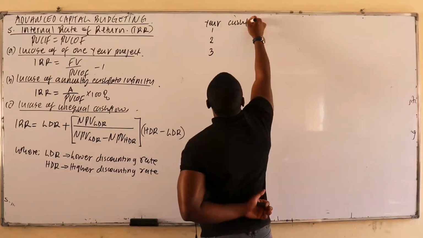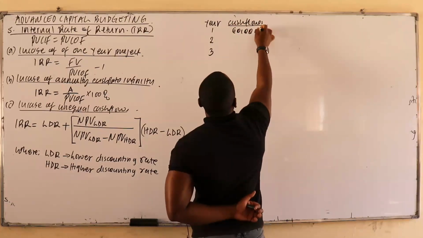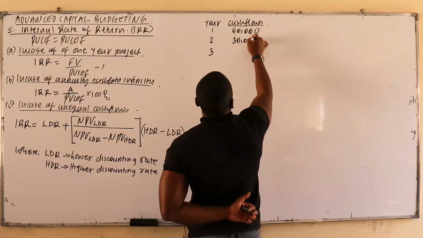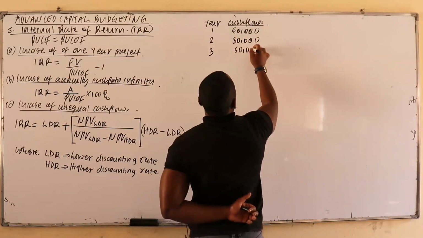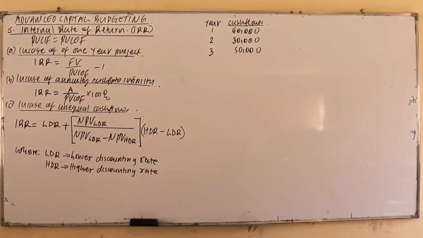Then we have the cash flows. Year 1, we have 60. Year 2, we have 30. Here we have 50. Consider a project with the following cash flows. And those are the cash flows.